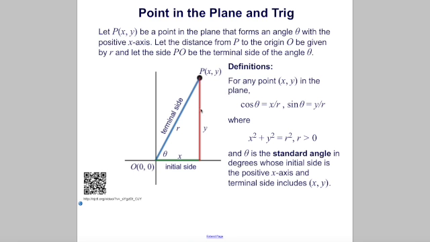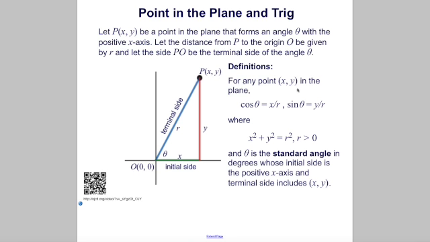This being quadrant one. So if you let P(x, y) be a point in a plane that forms an angle theta, remember theta, with the positive x-axis, let the distance from P to the origin be given by r, and let side PO be the terminal side of the angle. So that means that if we start the angle from here and we rotate up, we're going to have the terminal side being created by that. And so we're going to have obviously a right triangle.